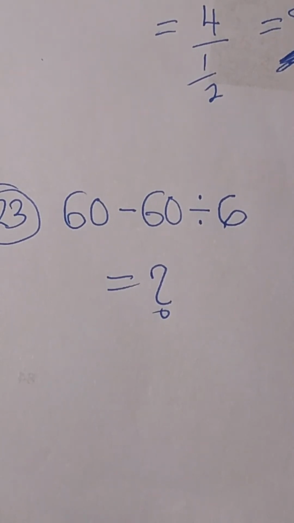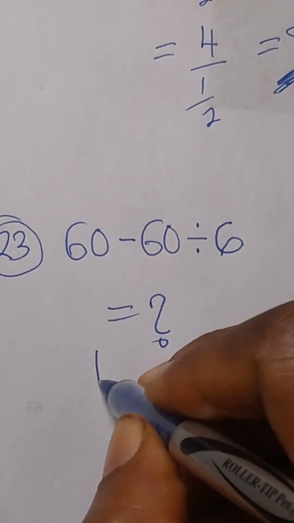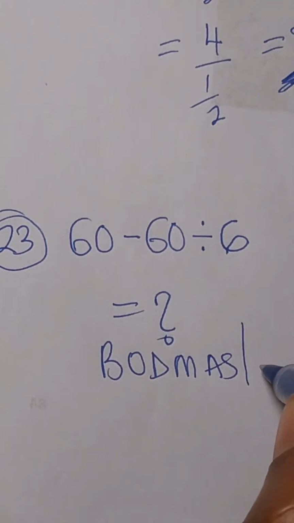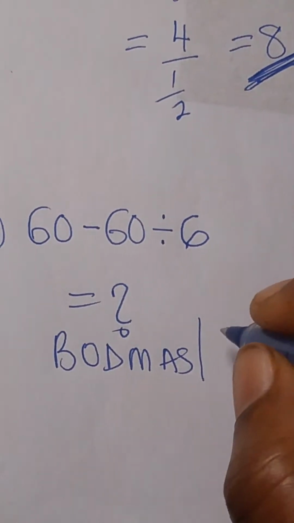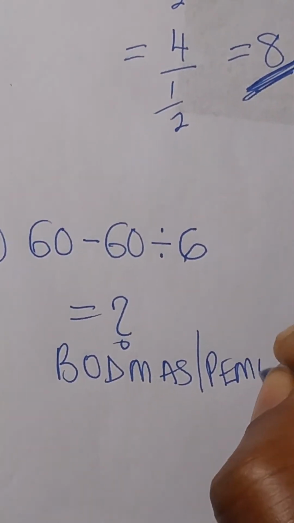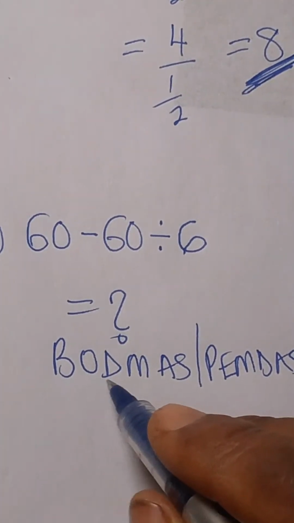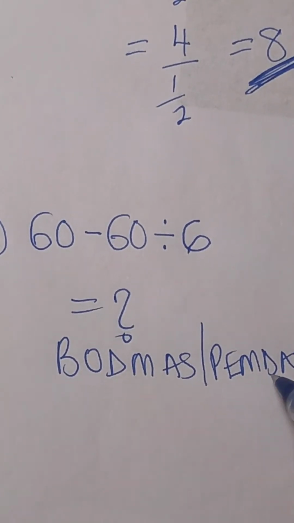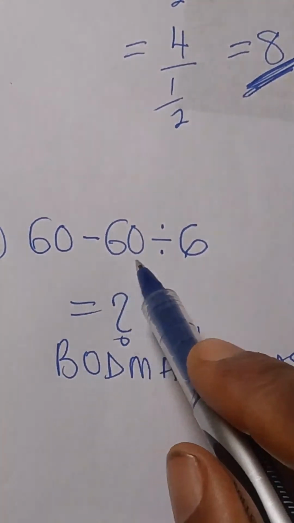So when I solve this, I think I'll just bring the class to an end. We'll continue tomorrow. Now, when solving this, we apply BODMAS. Some people call it PEMDAS. We have brackets, order, division, multiplication, addition, subtraction; or parenthesis, exponent, multiplication, division, addition, and subtraction. So here we have division, we divide first.